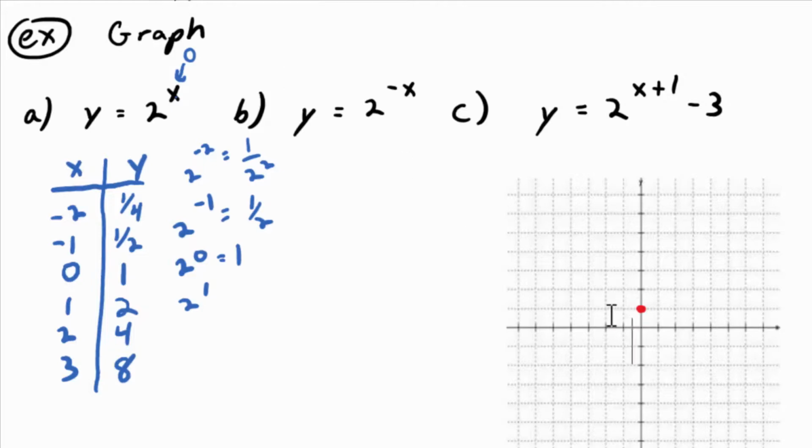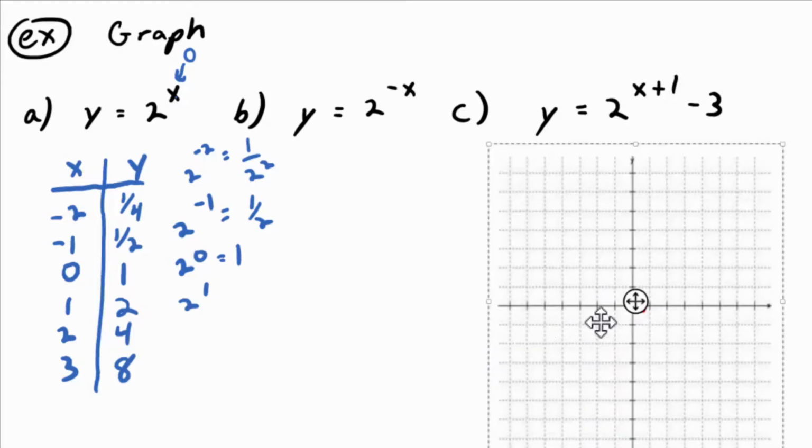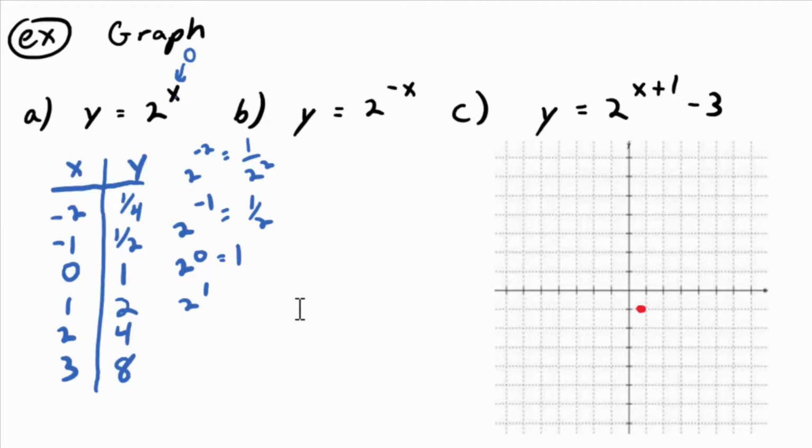Let me move this graph paper up a little bit. Okay, and then, of course, I need to replot my point. So 0, 1, 1, 2, 2, 4. 1, 2, 3, 4. And then at -1, I'm up about a half, about right there. And then at -2, I'm up at 1/4, which is 1/2 of 1/2, so right about there.